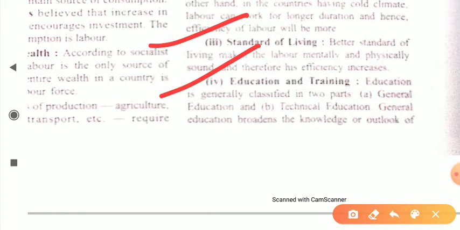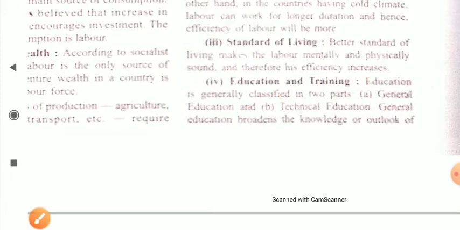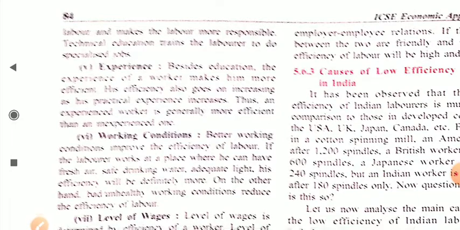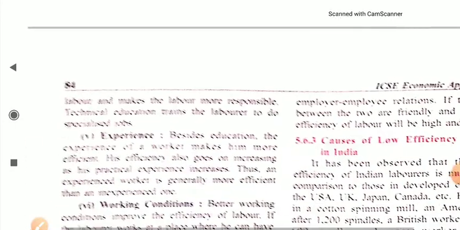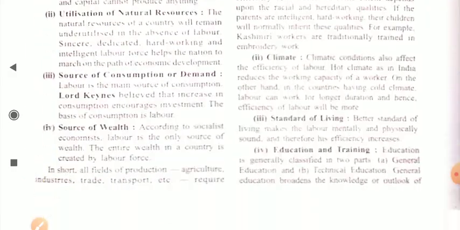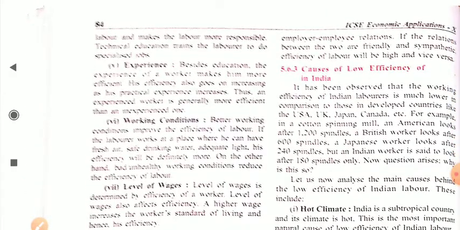Education is generally classified into two parts: general education and technical education. General education broadens the knowledge and outlook of the labor. If you talk about technical knowledge, it increases the efficiency of the labor to do specialized work. That's why we can say that technical knowledge is also important.